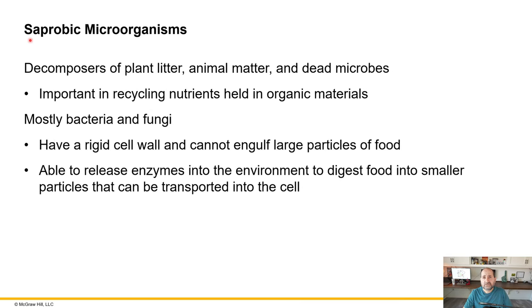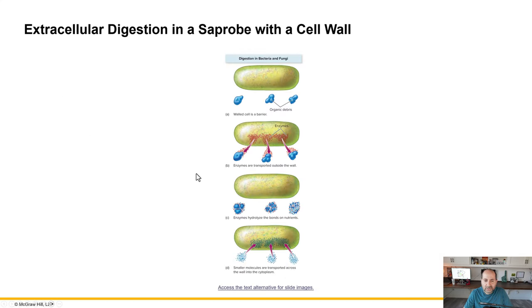Now, when an organism is considered a saprobe or a saprobic organism, these are known as the decomposers. These organisms can decompose plant litter, animal matter, dead microbes, anything that's dead organic matter. These organisms are important for recycling nutrients in the environment, in the ecosystem. Usually when we're talking about saprobes, these decomposers, we're referring to bacteria and fungi. Fungi are probably the best known saprobe organisms. The way these organisms work is that they cannot engulf the large organic molecules. Instead, they release enzymes that break down that organic matter, and then they transport the broken down organic matter into the cell.